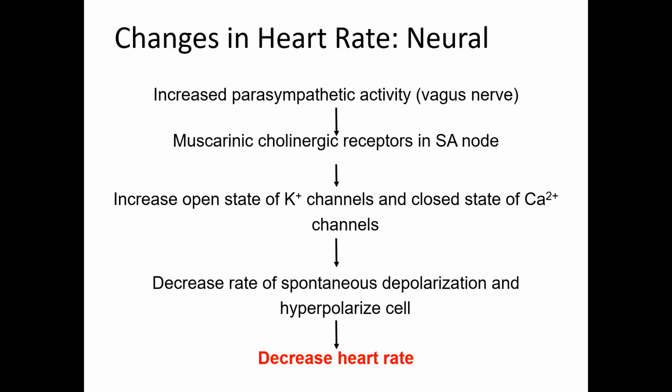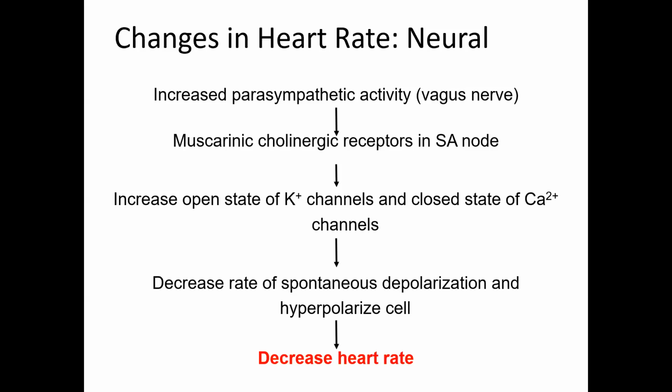Let's talk about how we go from parasympathetic activity to decrease in the heart rate. So we've got increased parasympathetic activity. Let's say we're resting, we're relaxing, the vagus nerve begins to fire. That will send out neurotransmitter, which will bind to muscarinic cholinergic receptors on the SA node, which will increase the opening state of different channels. So potassium channels, but also it's going to increase the closed state of calcium channels.